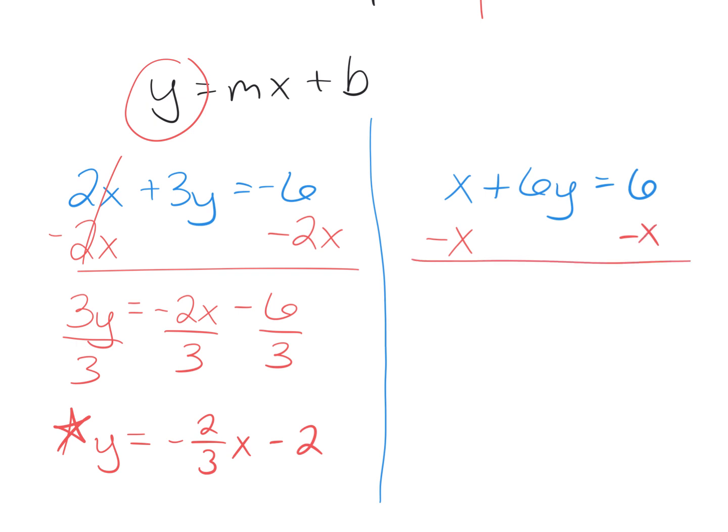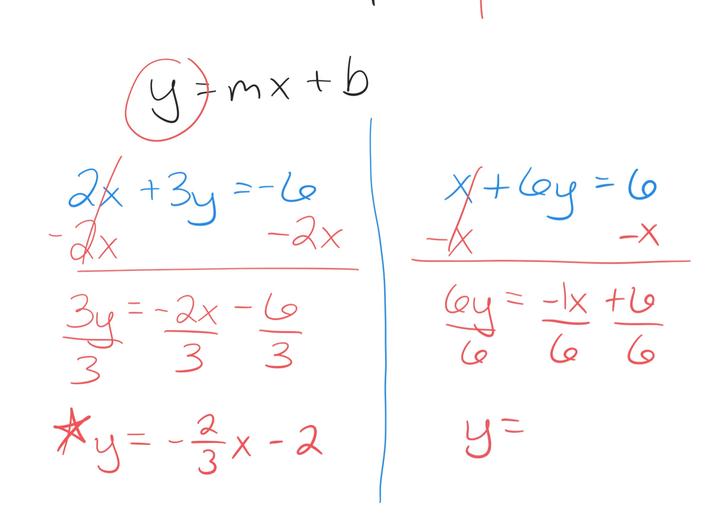Subtract x on both sides. So we have 6y equals, what way should I write it on the right side? Negative x plus 6, but what's technically in front of that x? A 1, right? Last step, divide by 6 to everything. So we have y equals negative 1 divided by 6 x. Can I simplify? No.